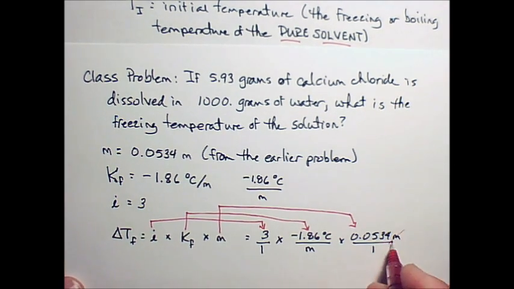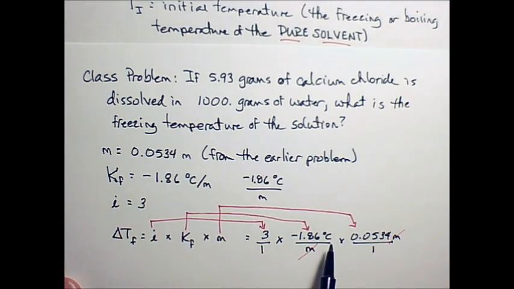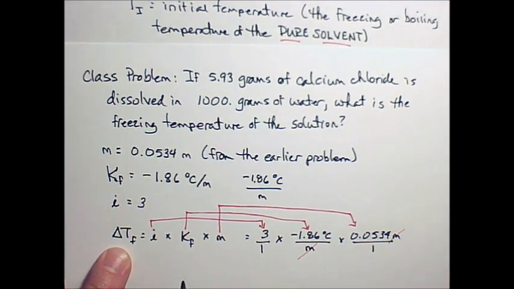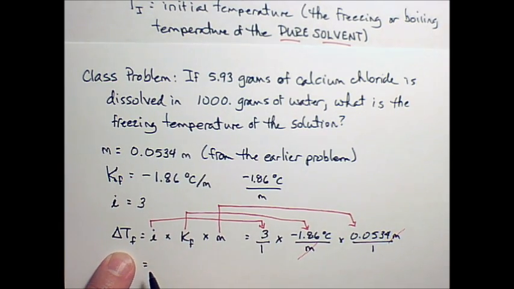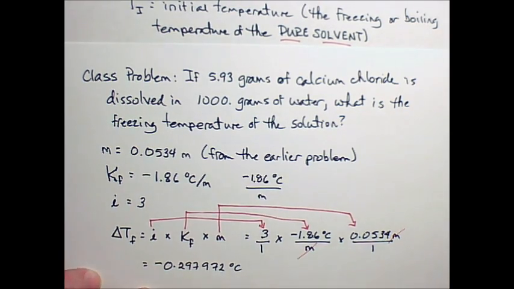Then you cancel out molar concentration. We're left with a degree C, which measures temperature, and we're looking for a change in temperature here. So this is a negative 0.297972 degrees C.